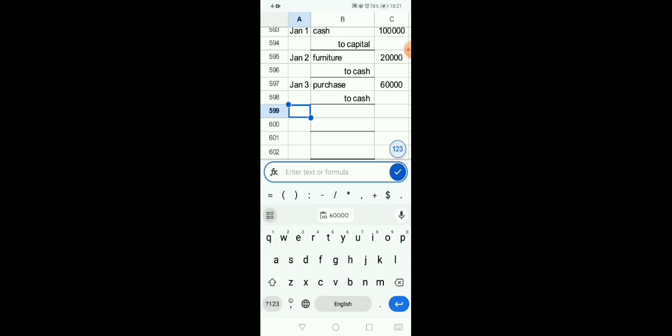Now see what is in January 5. He sold goods for cash. So our entry is sold goods for cash. When you are selling something, it means you will receive cash. Cash is your asset. As you will receive cash, your cash in hand would increase. Increase in cash in hand means increase in asset. Increase in asset should be written on debit side. So you will write cash on debit side.